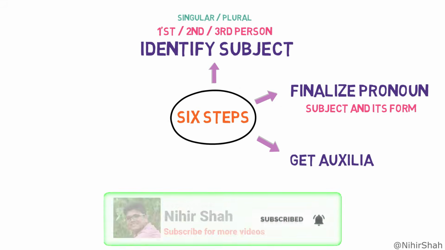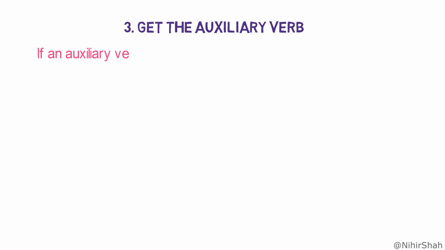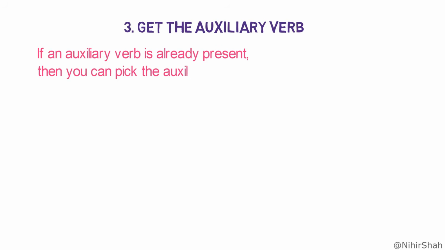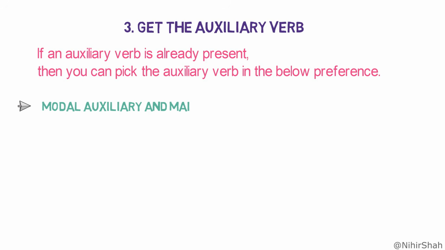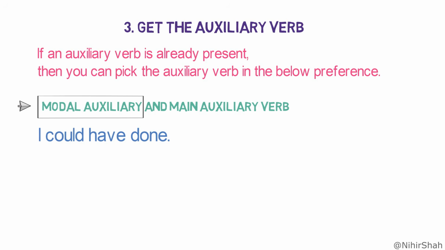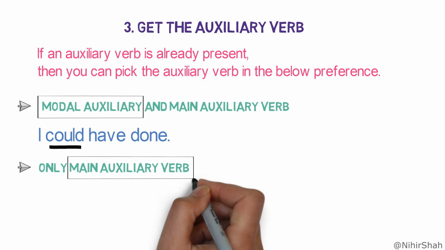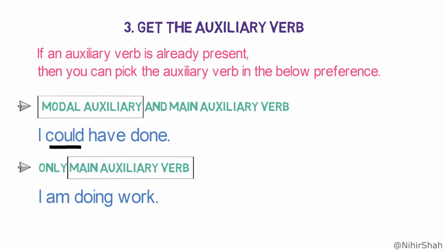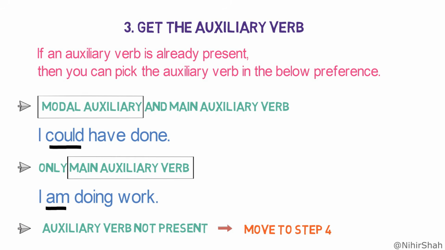Number 3, get the auxiliary verb. If an auxiliary verb is already present, then you can pick the auxiliary verb in the below preference. Number 1, if modal auxiliary verb and main auxiliary verb are present, then pick the modal auxiliary verb. Example, I could have done. Then here, pick could. Number 2, if only main auxiliary verb is present, then pick the main auxiliary verb. Example, I am doing work. Pick here am. If the auxiliary verb is not present, then move to step 4. Else, you can skip step 4 as we already have the auxiliary verb with us.